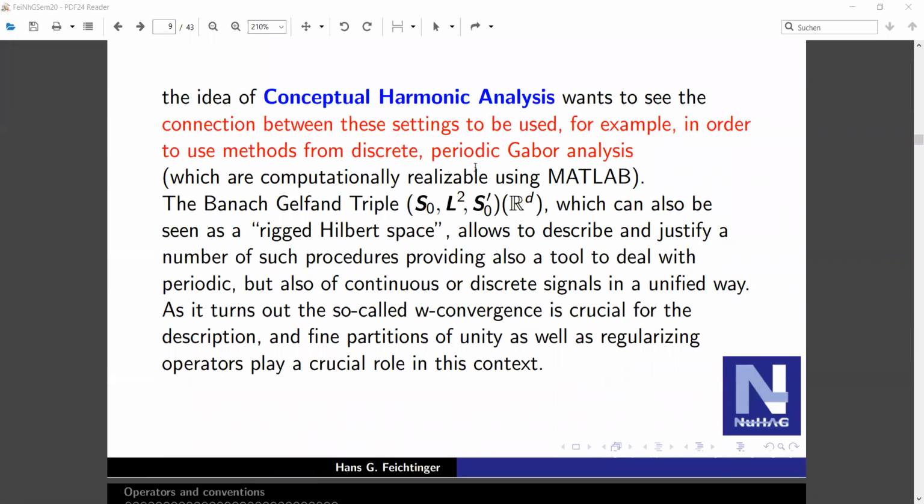So as I said, the Banach-Gelfand triple is clearly a triple of 3 Banach spaces with nice embeddings. And it's also called a rigid Hilbert space. Rigid Hilbert space means for me a Hilbert space with additional structure. Many things which happen to be true just only for L2 may not be true in the S0 setting.